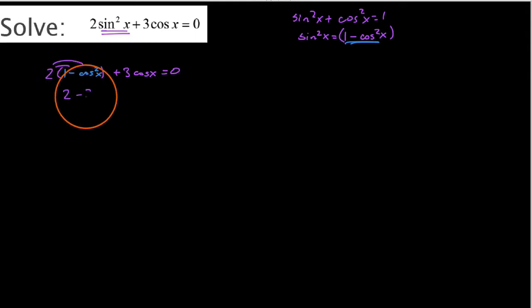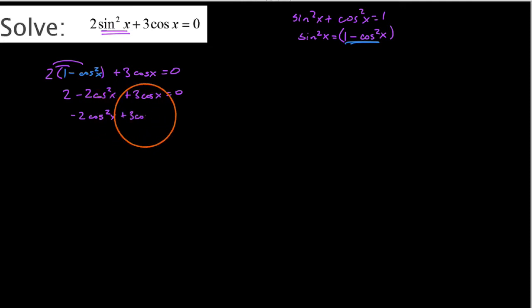So we get 2 minus 2 cosine squared of x plus 3 cosine x. I want to clean this up a little bit. We'll put the squared item in front. So we have negative 2 cosine squared of x plus 3 cosine of x plus 2 equals 0.